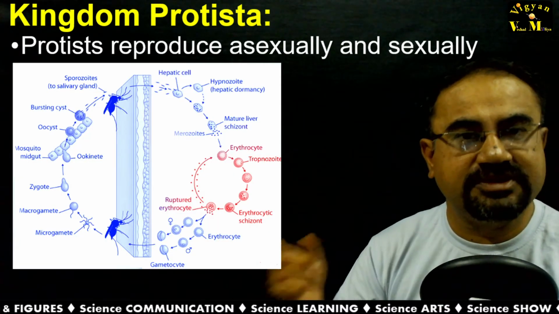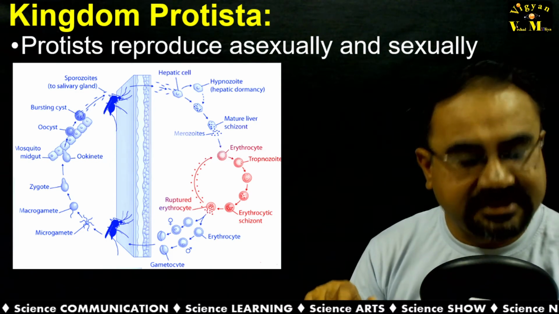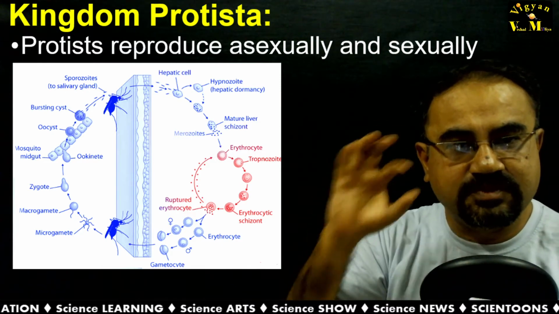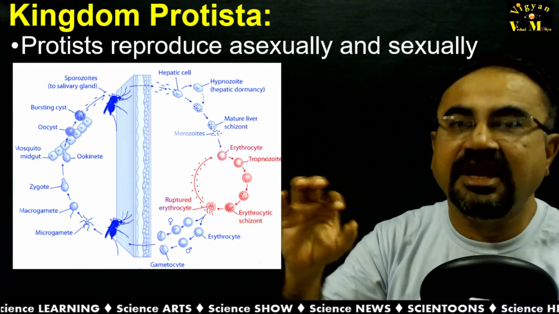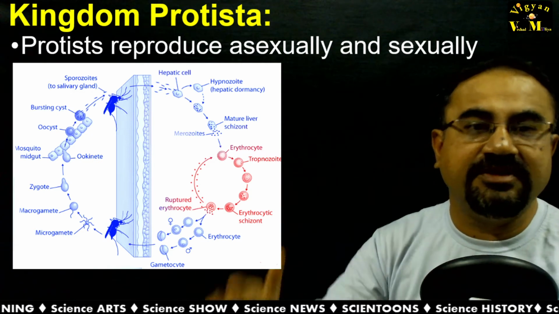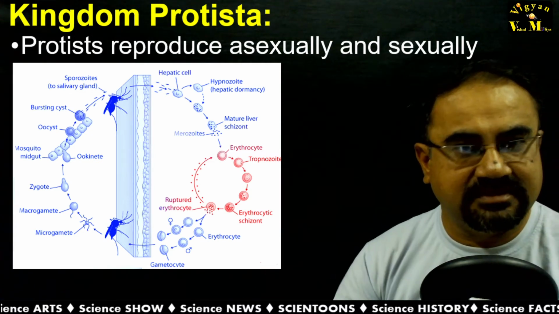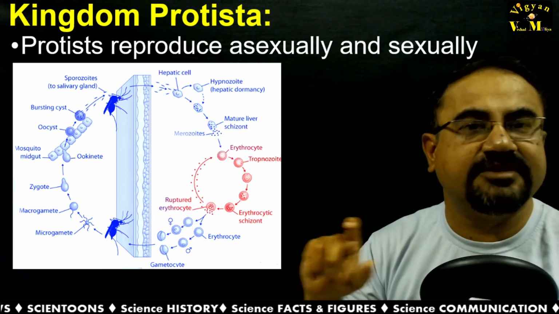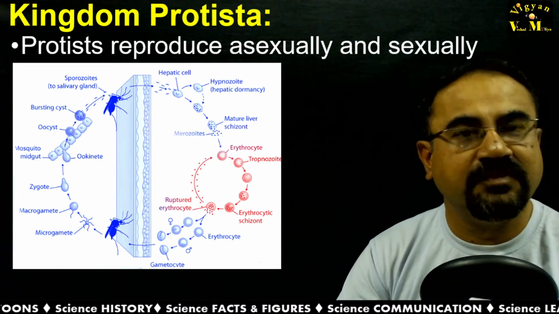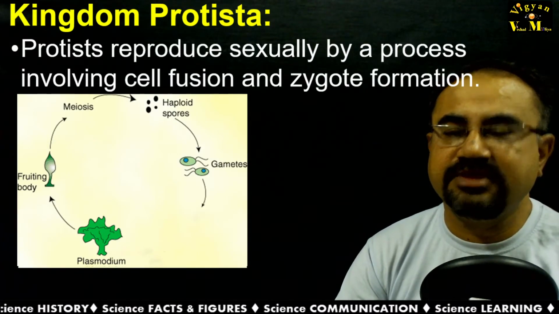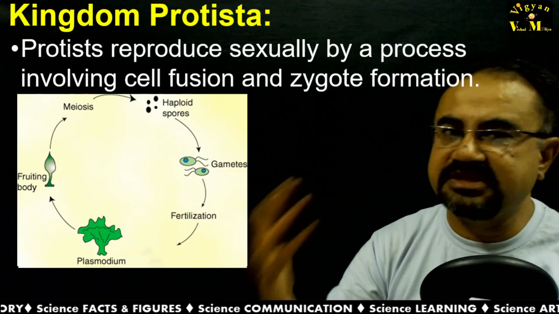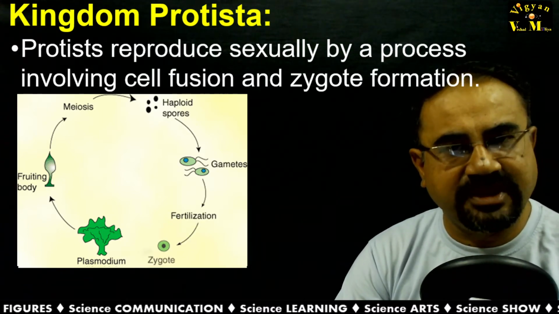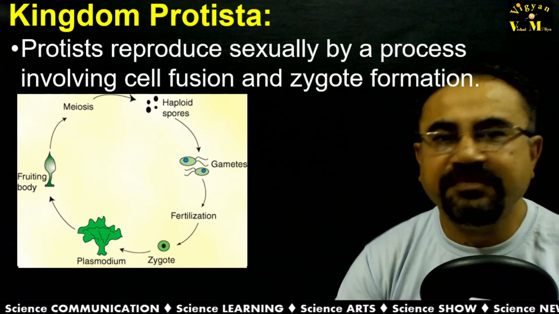Protista members reproduce asexually as well as sexually. Here you can see in the life cycle of Plasmodium, a small part of the life cycle is asexual reproduction, while the majority of the part is the other way. So they have both asexual as well as sexual ways of reproduction. Sexually they reproduce with the help of cell fusion, or you can say gamete fusion, leading to the formation of a zygote, and the zygote will give rise to a new member.